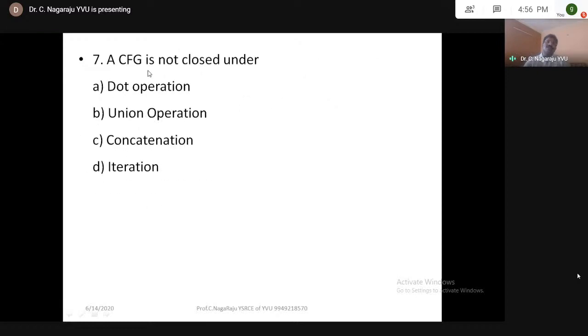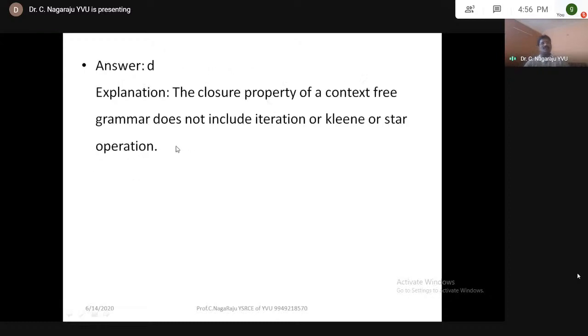Seventh one, a context-free grammar is not closed under iterations. That means you can perform dot operations in bottom-up parsers, union operators or concatenations, but for iterations we cannot use the closure. So the answer is D, not closed under iterations.